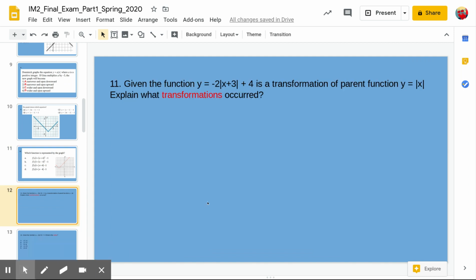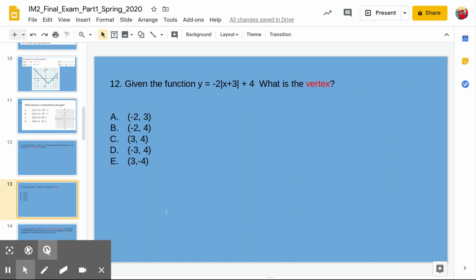Question 11, given the function y equals -2 times the absolute value of x plus 3 plus 4 is a transformation of the parent graph y equals absolute value of x. Explain what transformations occurred. Again, I want you to use your academic vocabulary as you talk about the transformations and give me the units of measurement for those transformations. Question 12, given the function y equals -2 absolute value x plus 3 plus 4, what is the vertex? A, -2, 3, B, -2, 4, C, 3, 4, D, -3, 4, and E is 3, -4.